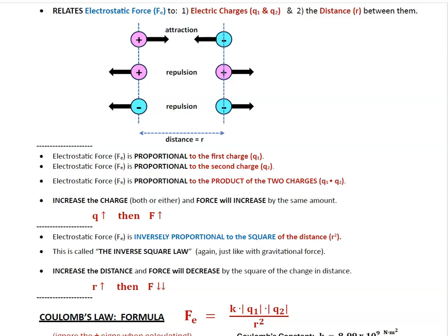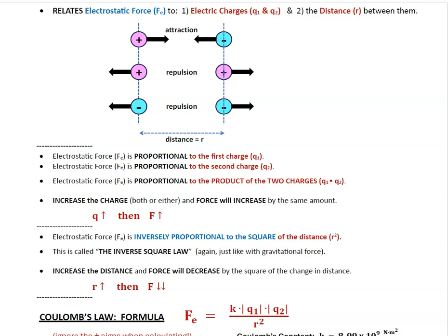So if you increase either charge or both charges, the force will increase by the same amount. You double one charge, you double the force. You double the other charge, you double the force. You double both charges, you double the force, and then you double the force again, which is 4 times the force. If you double one charge and you triple the second charge, that means you double the force, and then you triple the force, which means you have increased the force 6-fold.